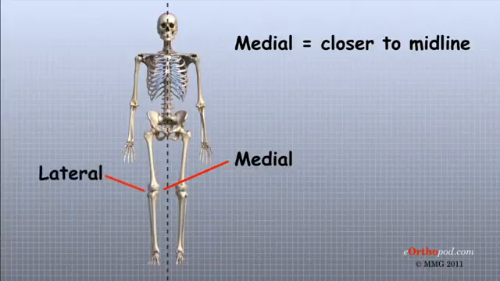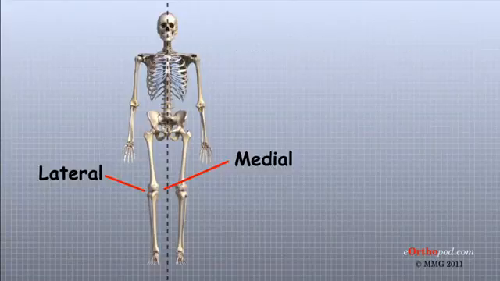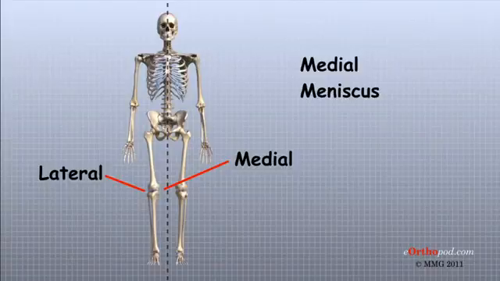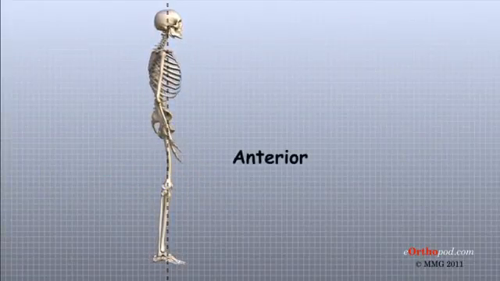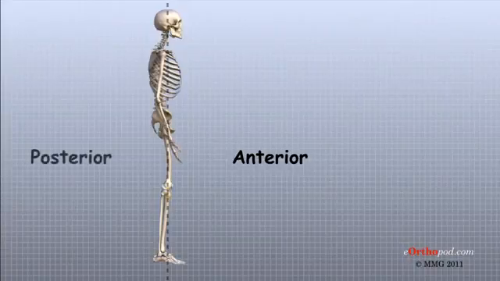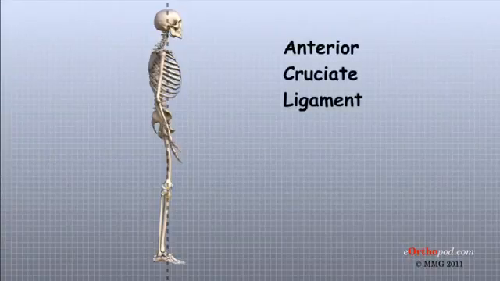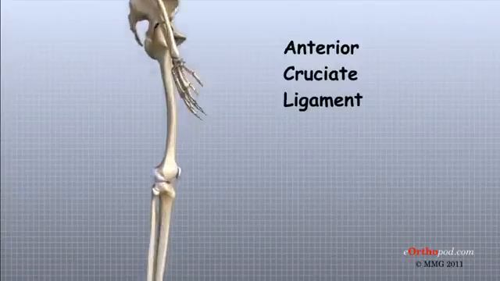The lateral side of the knee is the side that is away from the other knee. Structures on the medial side usually have medial as part of their name, such as the medial meniscus. The term anterior refers to the front of the knee, while the term posterior refers to the back of the knee. So the anterior cruciate ligament is in front of the posterior cruciate ligament.